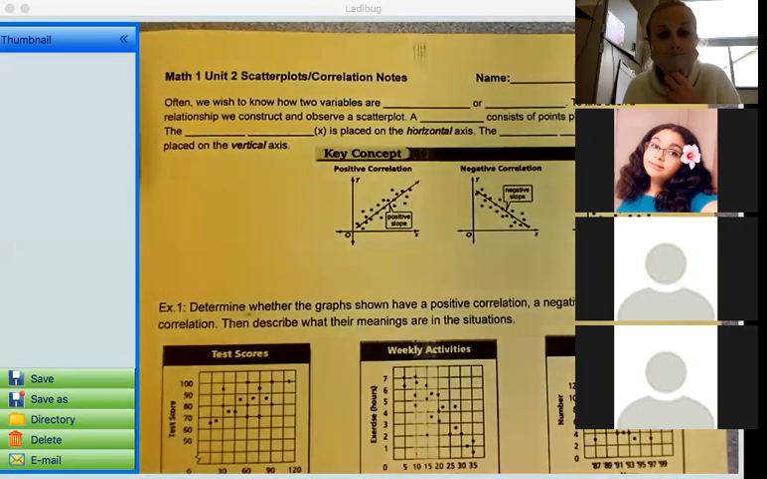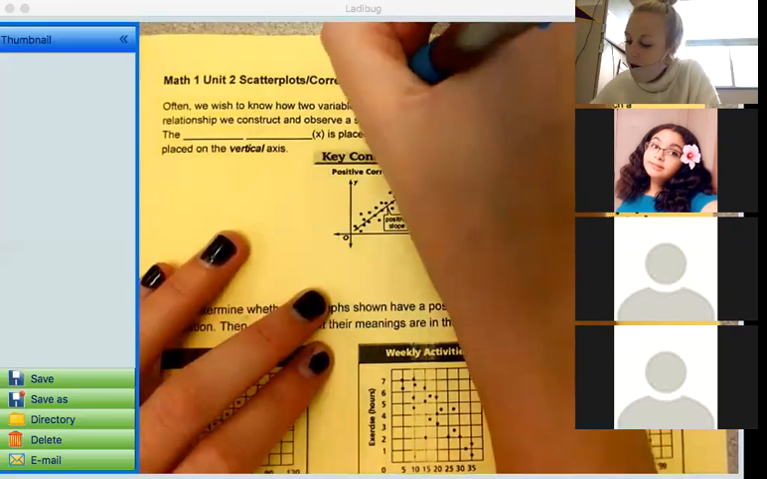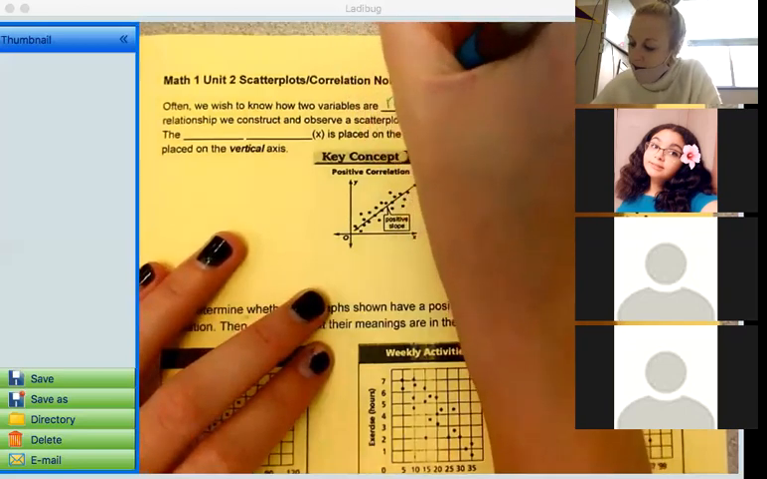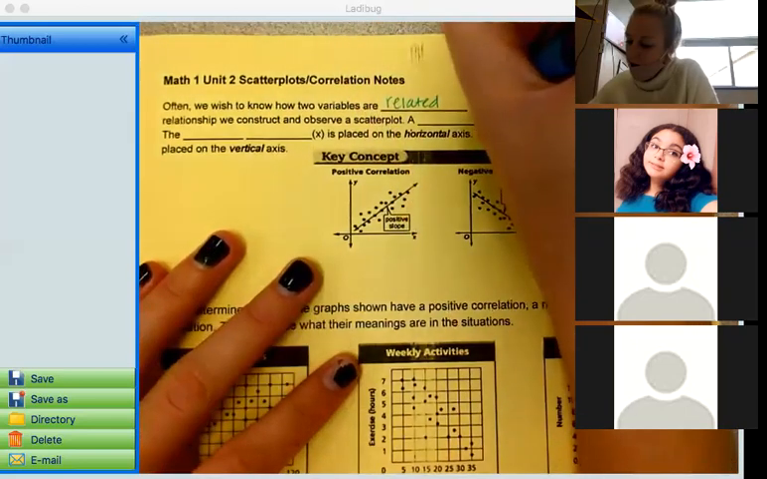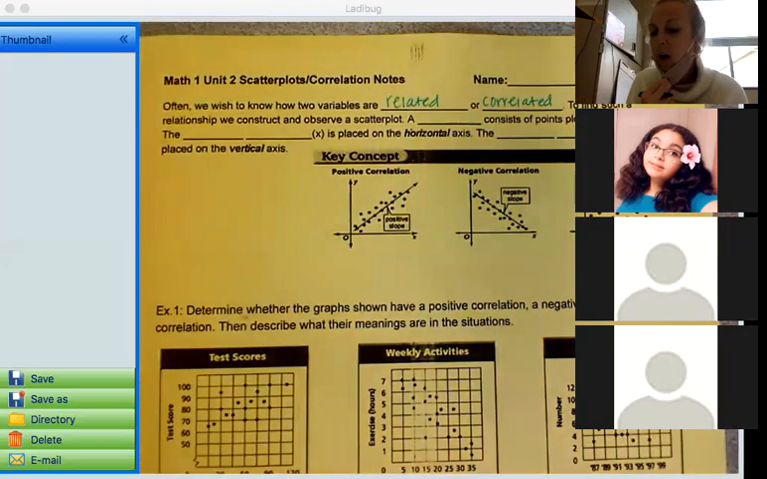All right. So often we wish to know how two variables are related. The math word you will see for that is correlated. People at home, you don't need to write that. You don't need to write that first sentence. I will highlight what you need to write.